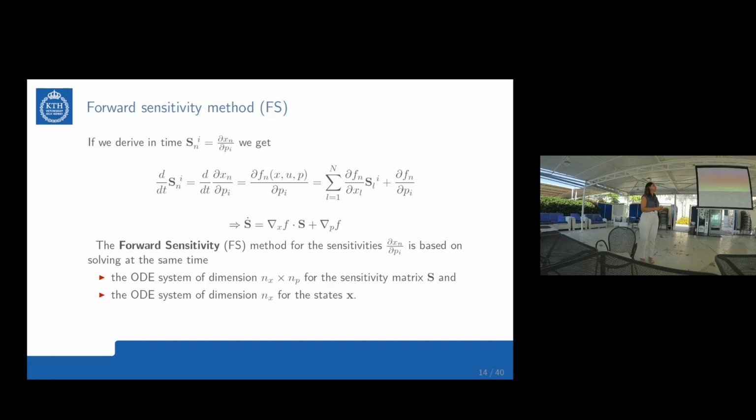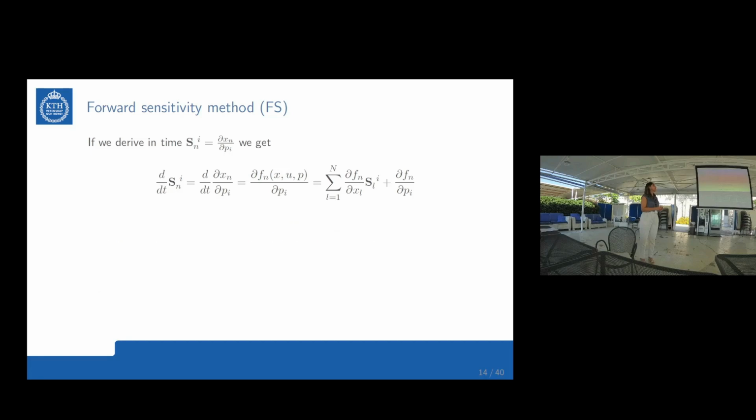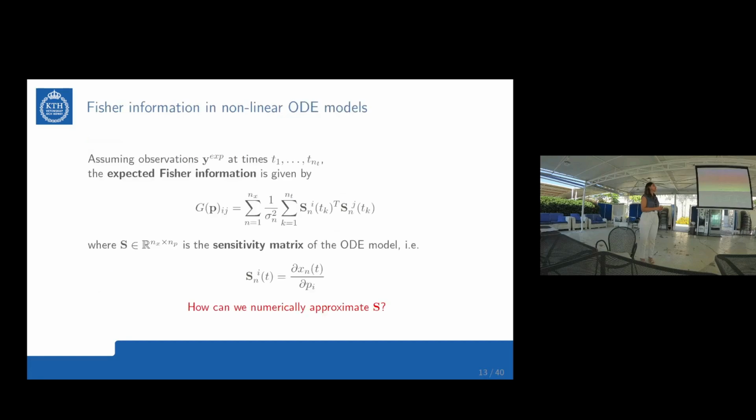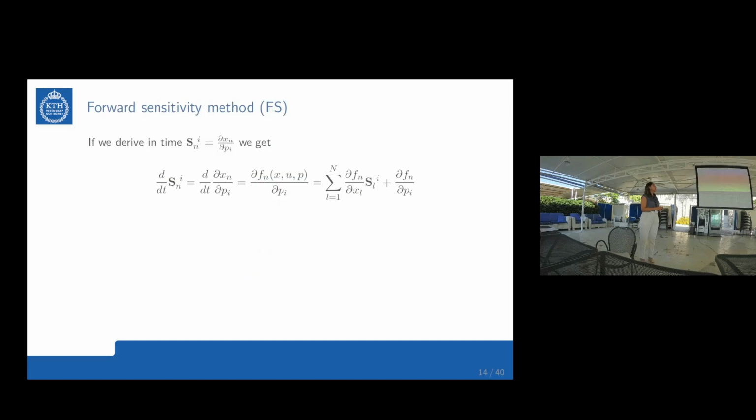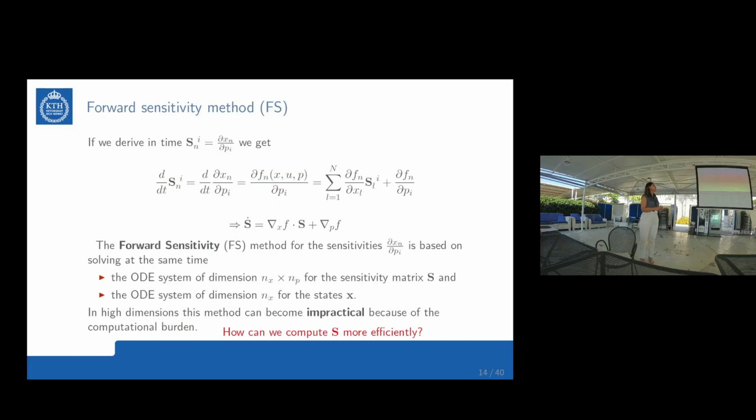So it can be impractical also because we need to compute this sensitivity matrix here for all the time steps at which we have measurements, but this is only for one step in the Markov chain Monte Carlo method. So if we want to build a chain, we need to compute the sensitivity matrix many times. That's why we are looking for a more efficient method, and this is the question that we ask in our research group.